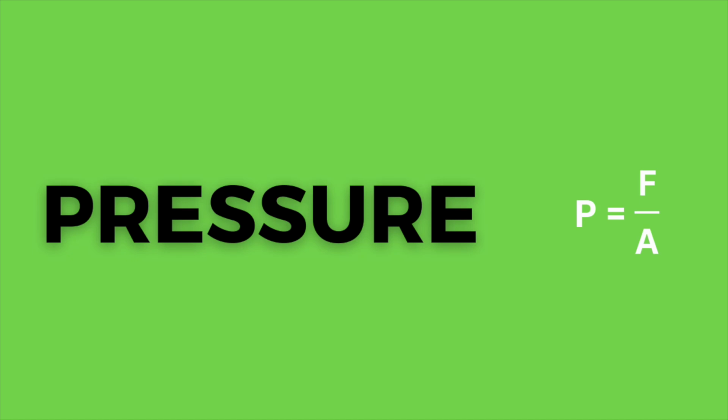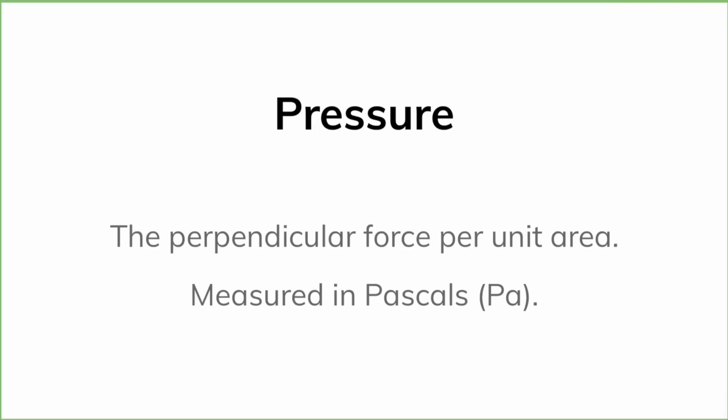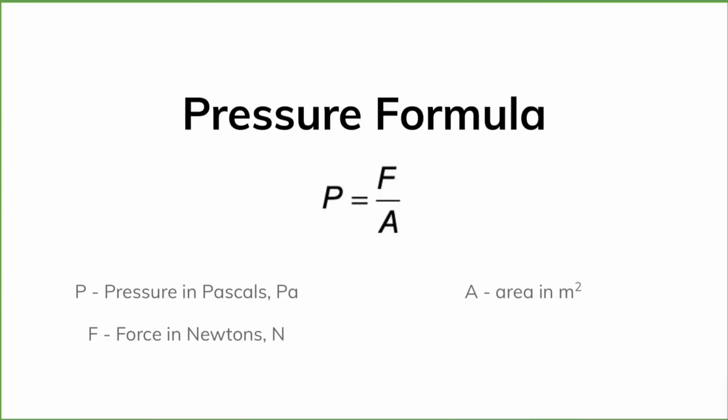In this video, we're going to cover the concept of pressure. Pressure is defined as the perpendicular force per unit area, and it is measured in pascals. The formula for pressure is force over area, and so pressure always is in pascals. Force is going to be measured in newtons, and area is going to be measured in meters squared. So one thing this tells us is that pascals are the same as a newton per meter squared.